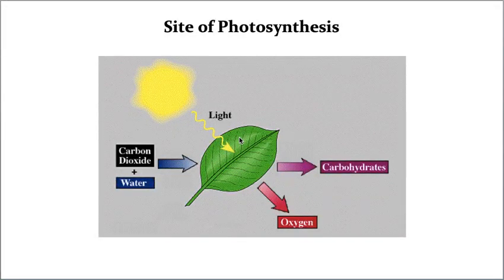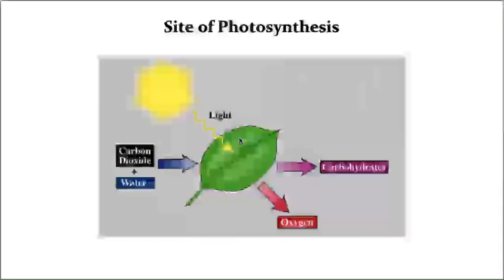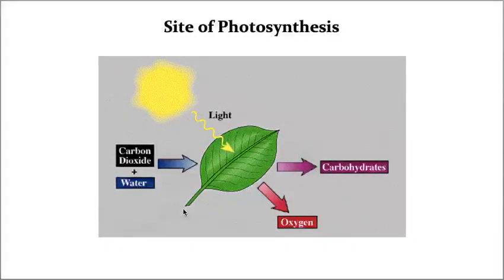Now I am going to explain exactly where this photosynthesis takes place. See, this is the photosynthesis process. In the photosynthesis process, carbon dioxide and water are considered the raw materials of photosynthesis. Now these carbon dioxide and water will be taken by this leaf.